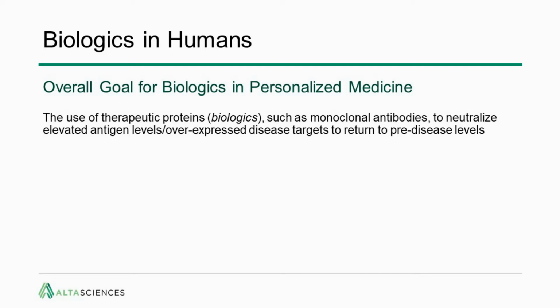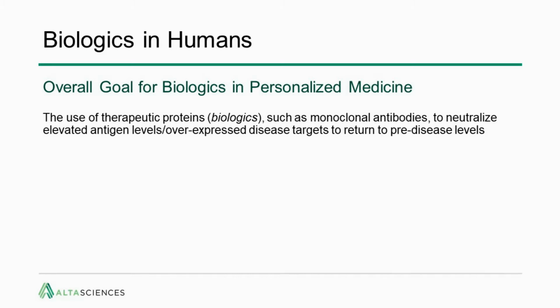But what is the use of biologics in humans? Why do we have them? What's their purpose? The overall goal of biologics is really personalized medicine. We talked a little bit earlier in one of the opening slides about genetic medicine, and obviously gene therapies that are specifically targeted for specific phenotypes and genotypes. The use of these therapeutic proteins, i.e. biologics, whether they be monoclonal antibodies or any of the other ones, is to neutralize elevated antigen levels or any overexpressed disease targets so that we can return those levels to before any disease could be manifested or eventually produced.